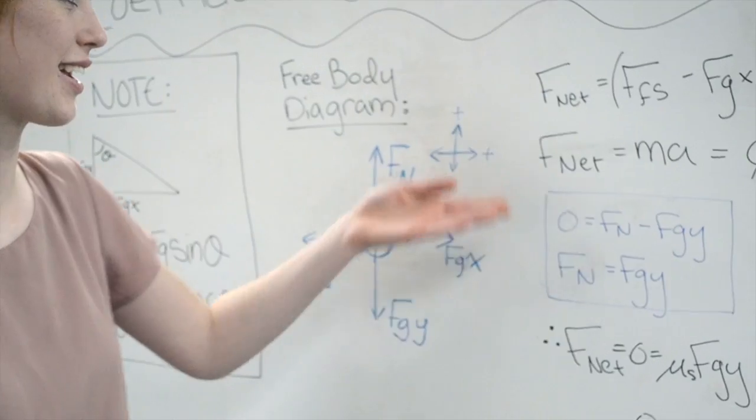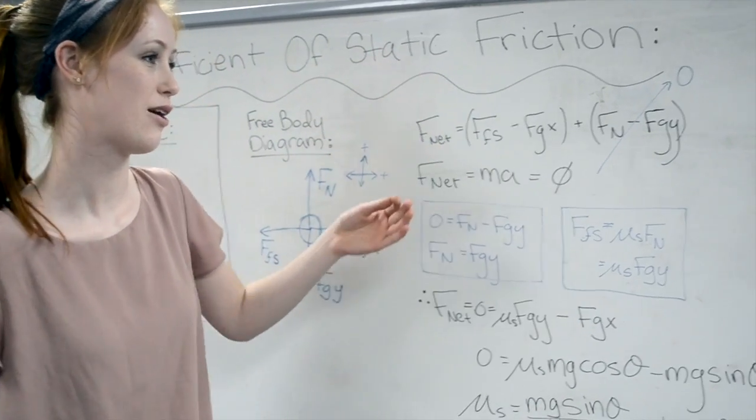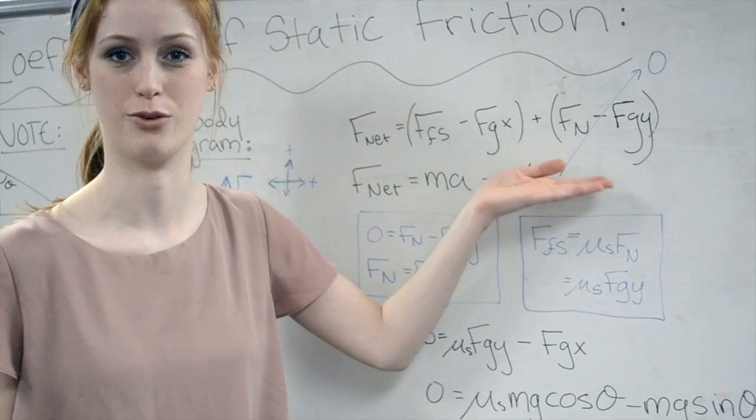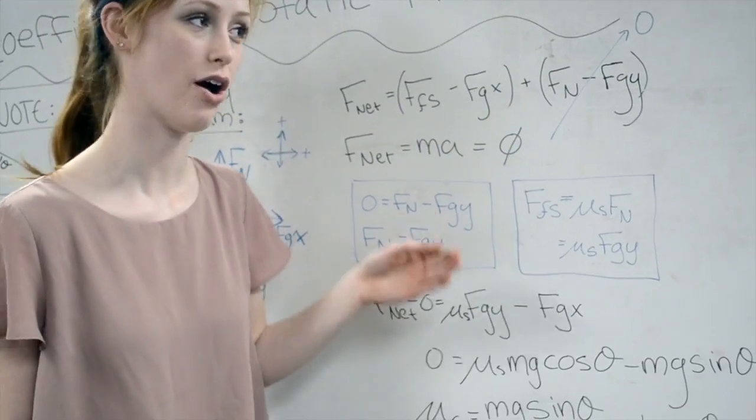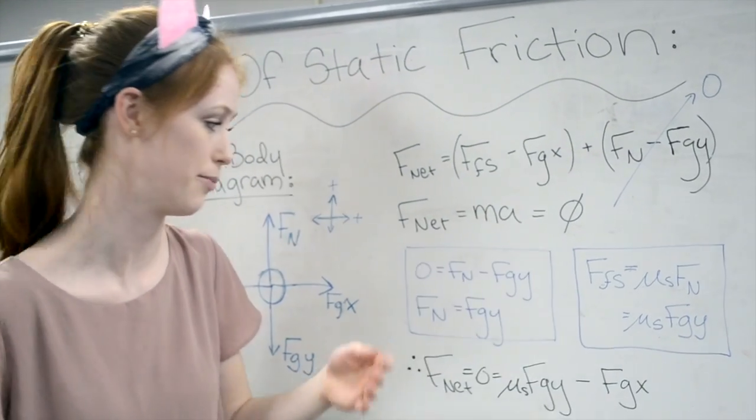Now, from that, we can get the F net statement, including all four of these forces. However, because it is not moving in the y direction, the normal force and the gravity in the y direction cancel out to zero. Also, because there's no acceleration, the entire equation can be set to zero as well.